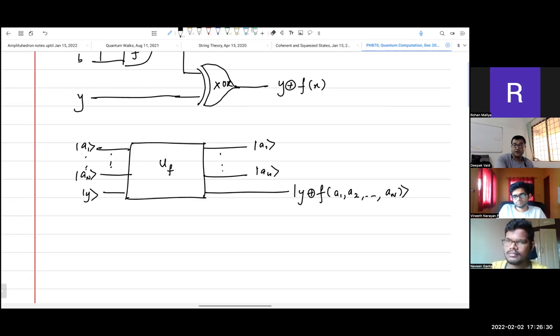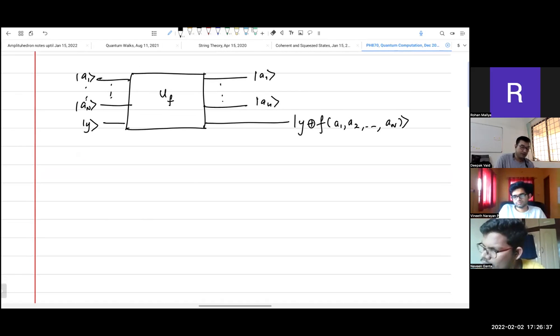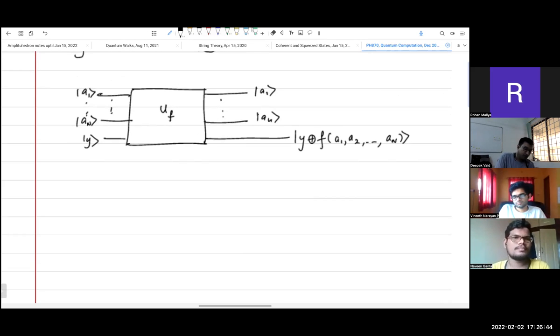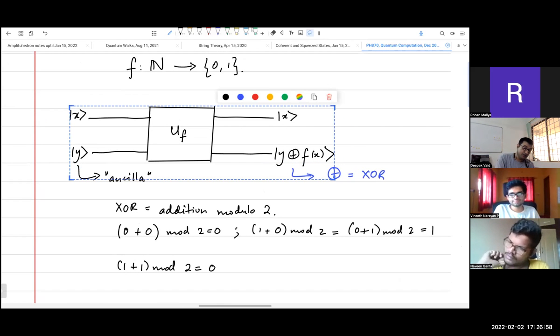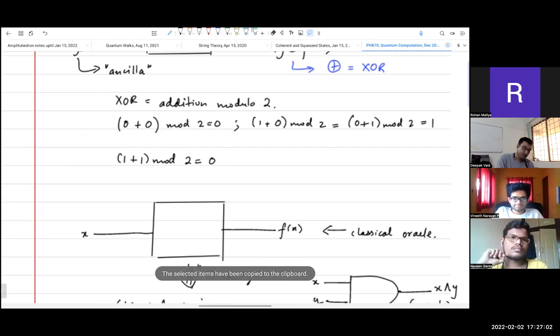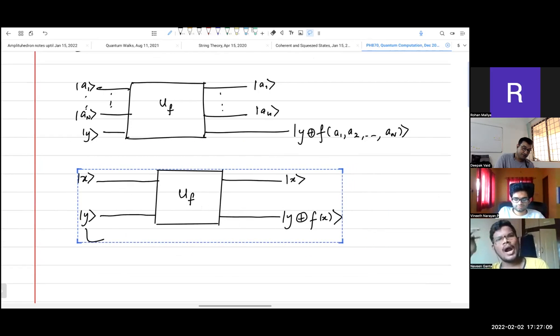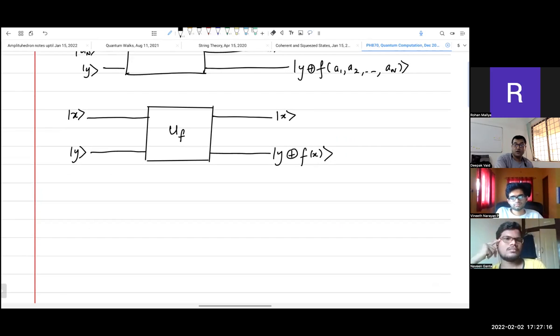Now, as an example, let's just consider what happens for different values of x and different values of y. In the following, we will just reduce our number of input degrees of freedom to one, so we'll just be talking about this kind of circuit, though in general that x degree of freedom can be something complicated. All right. So now what happens for different values of y and x?